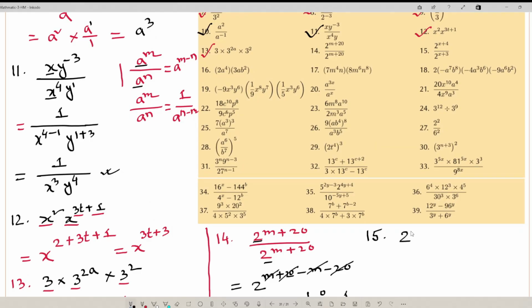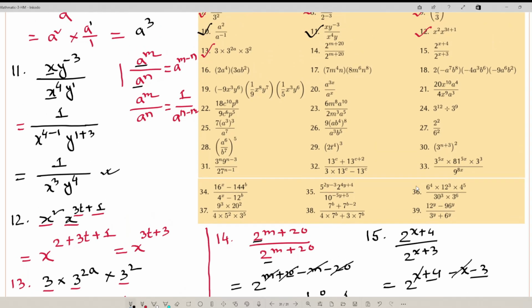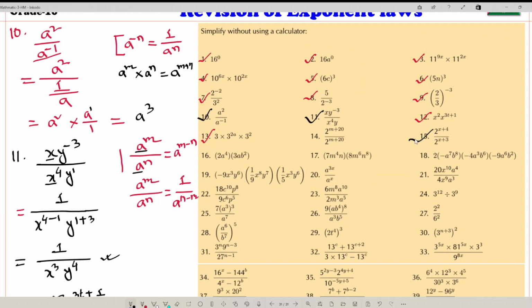Okay, number 14 done. Now number 15. Similarly, here is 2 to the power x plus 4 divided by 2 to the power x plus 3. So the base is the same, so 2 to the power x plus 4 minus x minus 3, and our answer will be: plus x and minus x cancel out, plus 4 and minus 3 will be 1, and our answer is 2. Okay, so number 15 done.